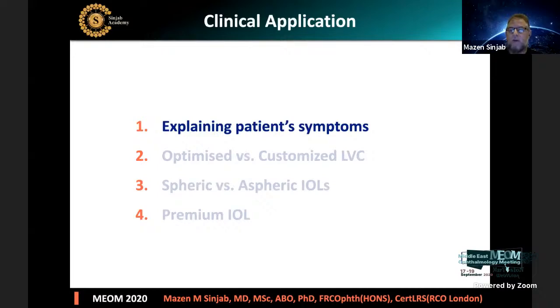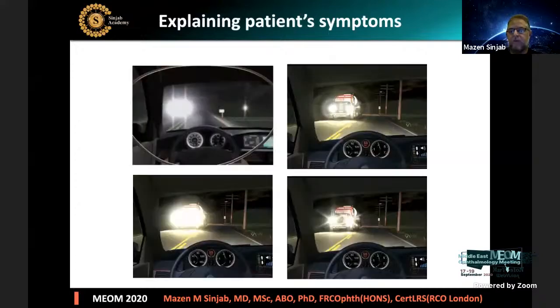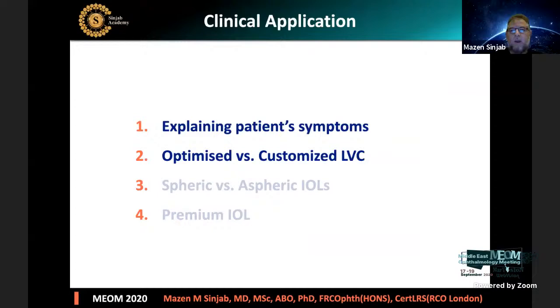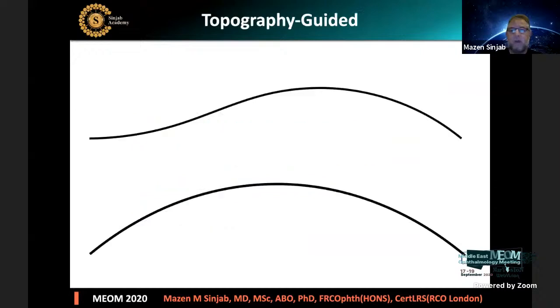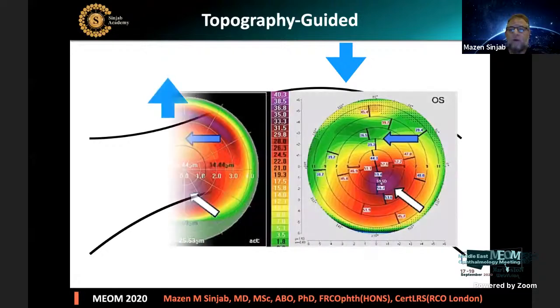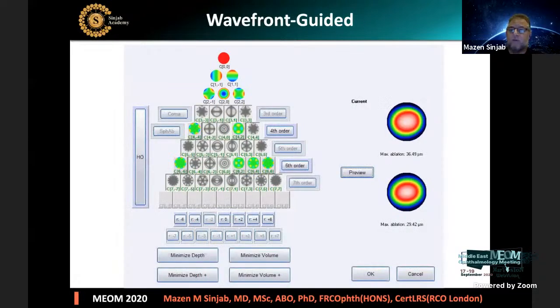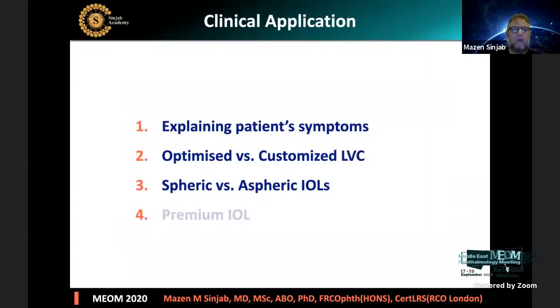So when we study the high-order aberrations, this explains the patient's symptoms. Maybe the patient is suffering from halos, glare, or something. We can select between optimized and customized laser vision correction because whenever there are high-order aberrations, and of course, more than 85% of high-order aberrations are of corneal origin, it means that there are corneal irregularities. So we may go for topography-guided treatment in order to regularize the cornea, or wavefront-guided treatment, which is a topography-guided treatment, of course, by this machine, the Schwind.